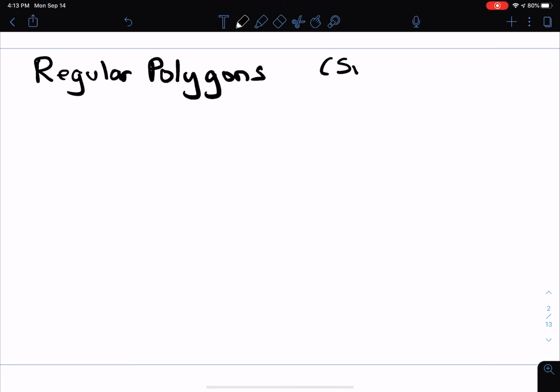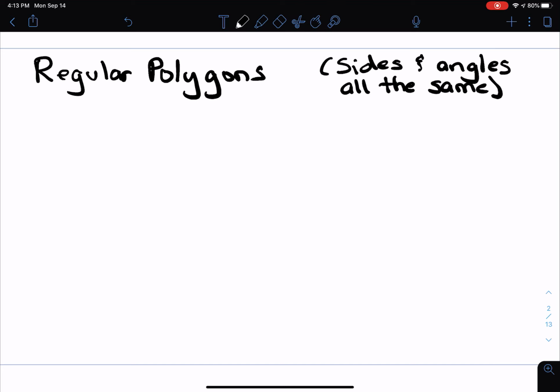Alright, so I mentioned a tile floor and I mentioned a honeycomb. There are actually only 3 regular polygons that tessellate. And when I talk about square tiles, that's an example of one of those regular polygons. In a regular polygon, the sides and the angles are the same. So a square has all 4 sides the same, all 4 angles the same. But there's only 3 of them that tessellate.